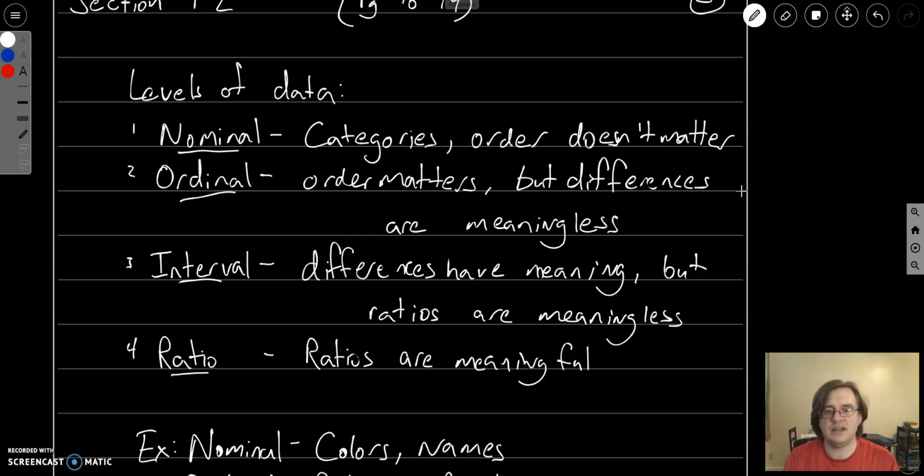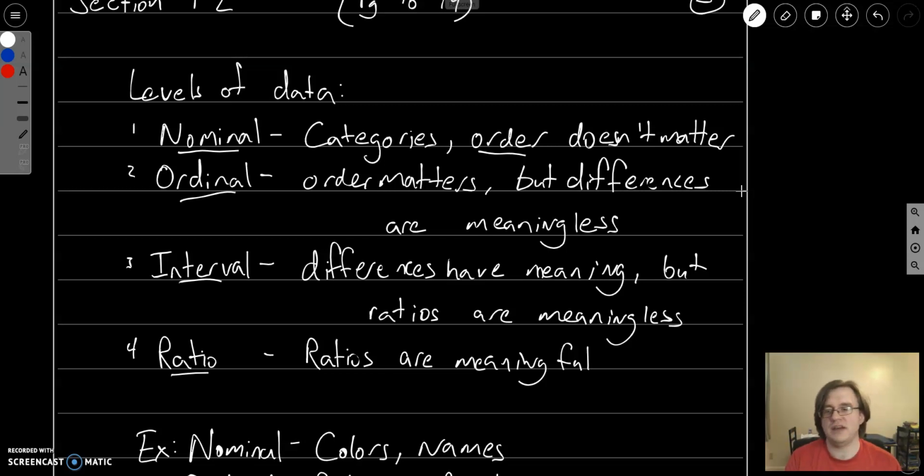Nominal data is going to be categorical data. It's something where the information is going to be what category some object or some information belongs to. But in particular, with nominal data, the order of the data doesn't matter. You don't get any extra information by placing the data in some order.